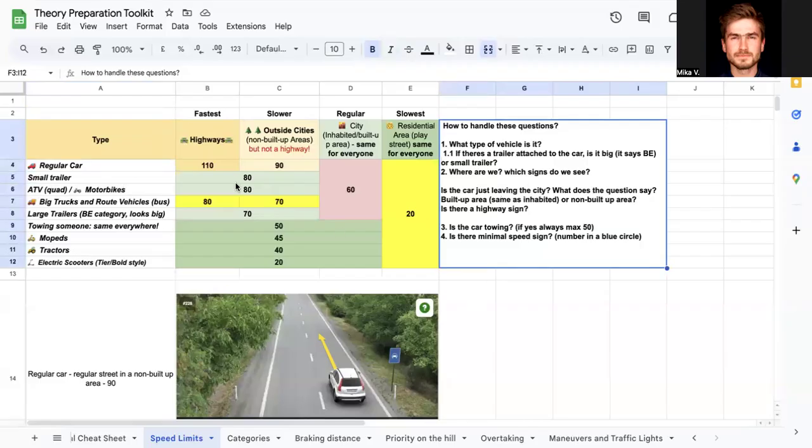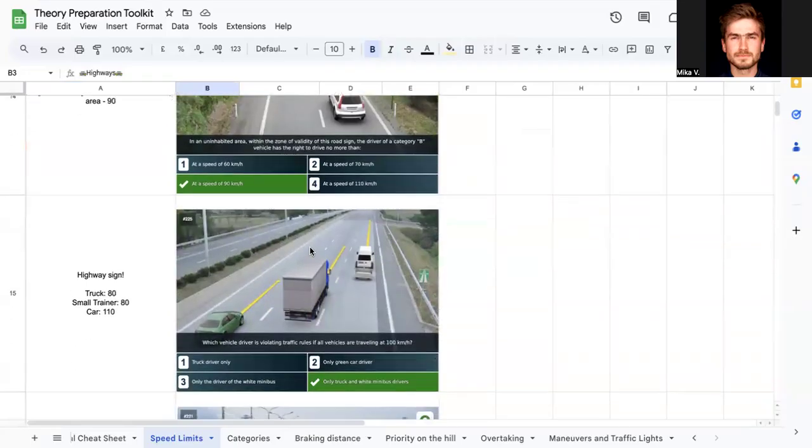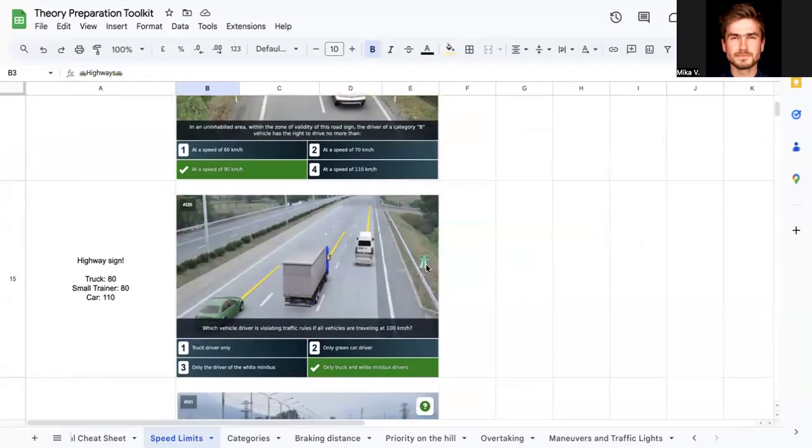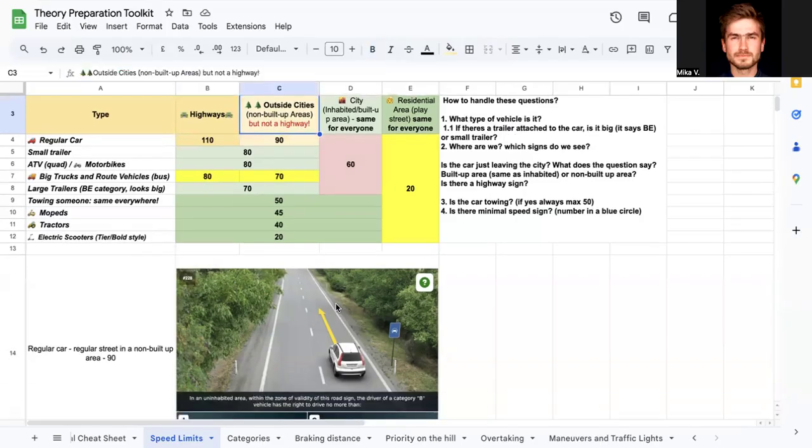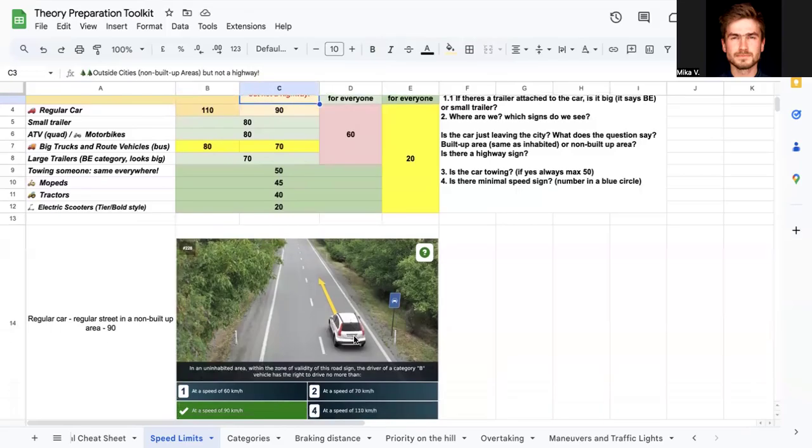Which signs do we see? There is a highway sign. Let me show you here, the green one. If it's not there and we see that it's outside of the city, or the question explicitly says outside of the city, like a regular car, then it's this non-built up area, but not a highway, right? It's like an in-between thing. And we have here this type of street.